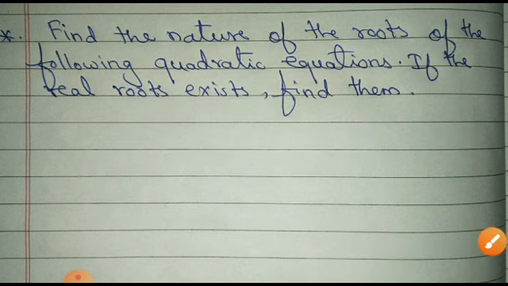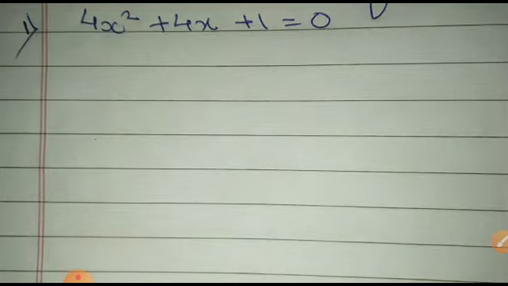Now the question is, we have to determine the nature, and if the roots are real, then we have to find the roots of the given polynomial. So let's start. The first question is 4x square plus 4x plus 1 equal to 0. Find the values of a, b and c by comparing it with ax square plus bx plus c equal to 0, and then find your discriminant, that is b square minus 4ac.